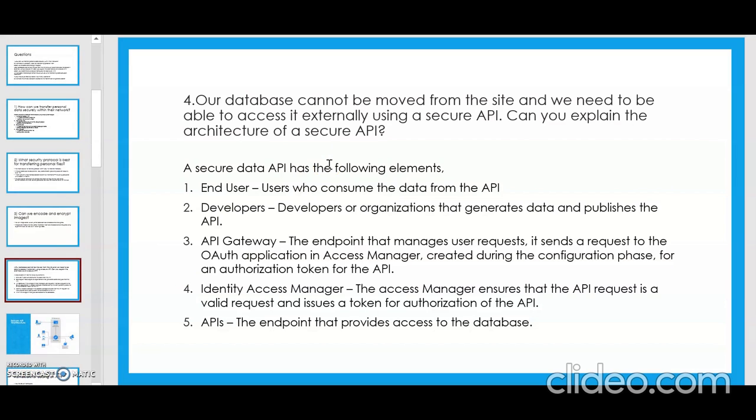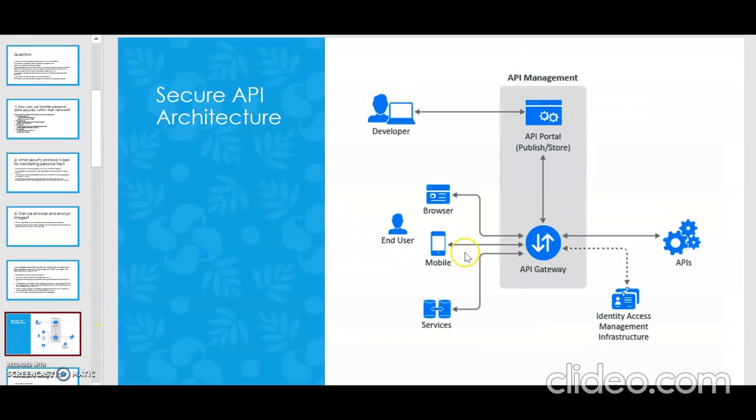The fourth question is to create an API for our database. This is the architecture of building a secure API, and it has the following elements. The developer is the one who creates an API and publishes it to the API portal. The end user is the one who consumes the data from the API. The API gateway is the application that handles the end user request, authorizes the user identity and provides access to the API data. Here the REST API is used to connect to our data in the database.